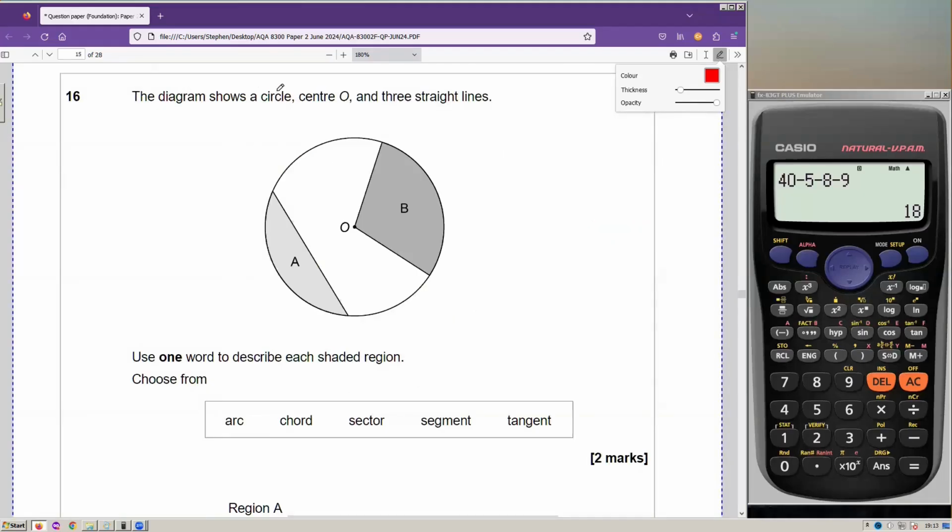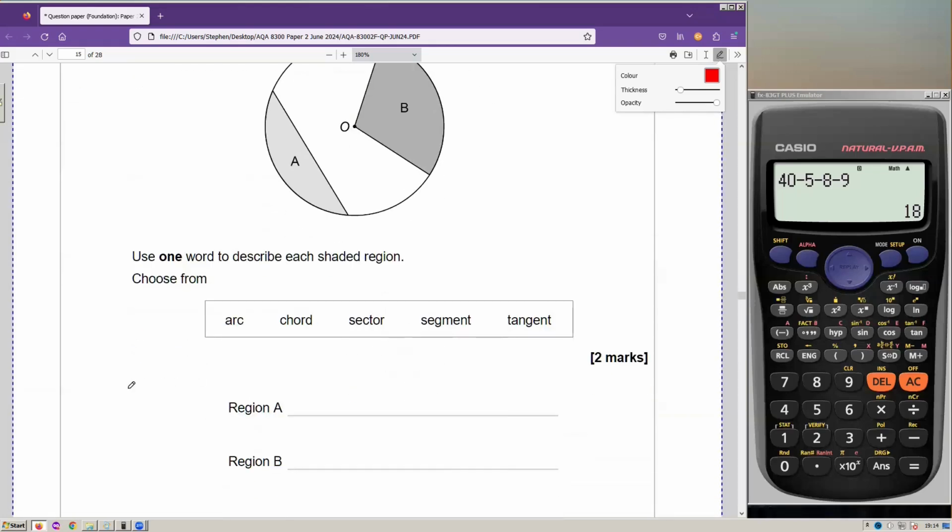The diagram shows a circle, center O, and 3 straight lines. Use one word to describe each shaded region. Choose from the arc, chord, sector, segment, or tangent. Okay, basically region A, that is called a segment. You know, there's things like minor segment theory or major segment theory. You just need to know it, I'm afraid.